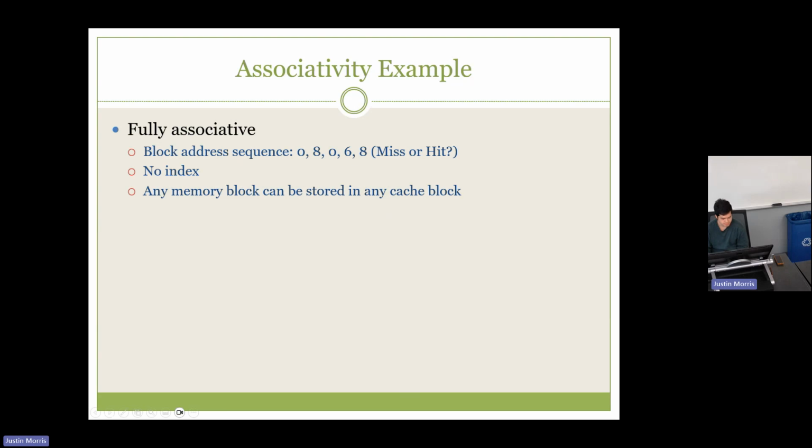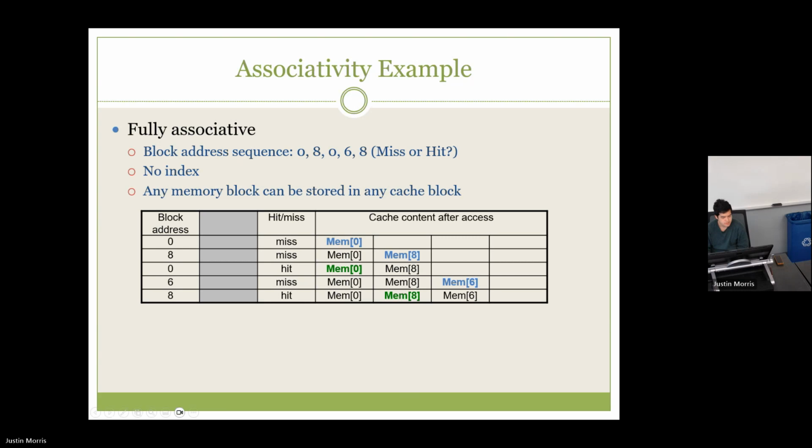So fully associative. We have no index, right? Because any memory location can go to any cache location. So here's our cache. Block address is 0. We look at our cache, it is completely empty, no valid bits. So we have a miss. Now that we have a miss, we're going to fill in any of the cache locations with the data, right?